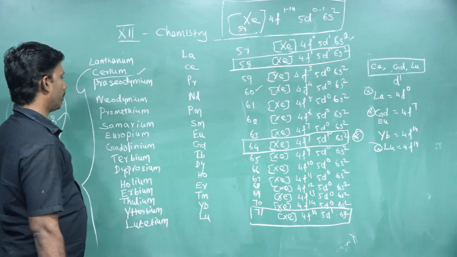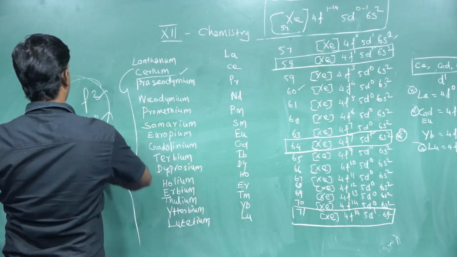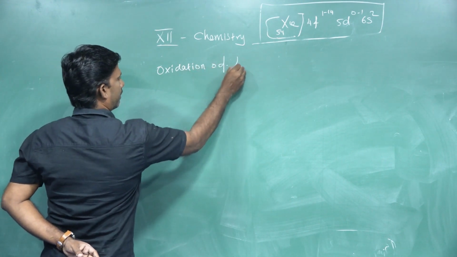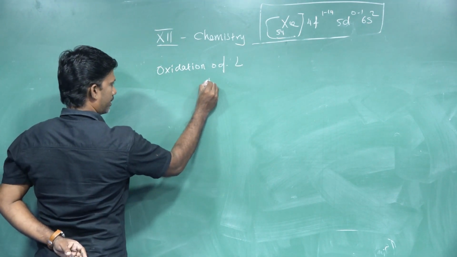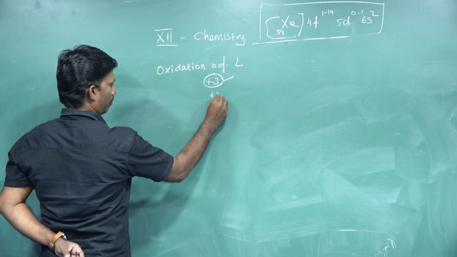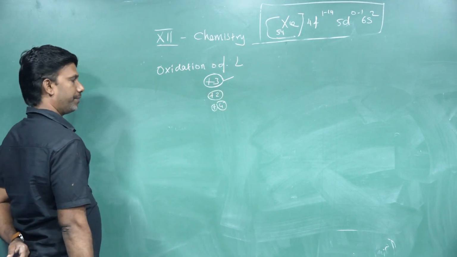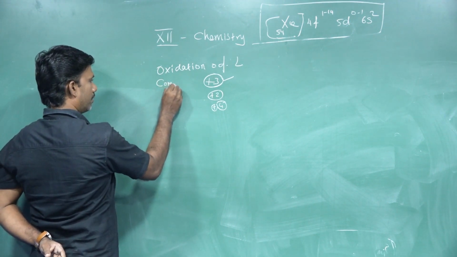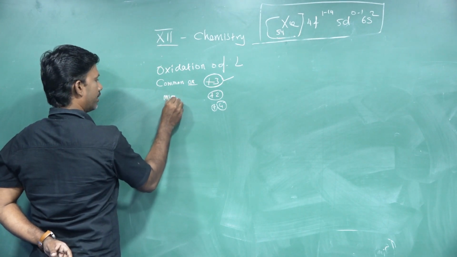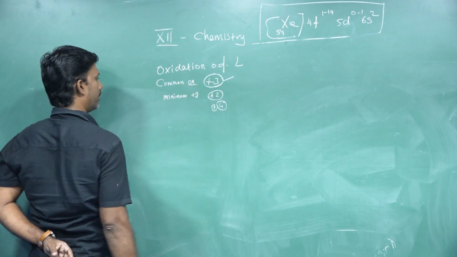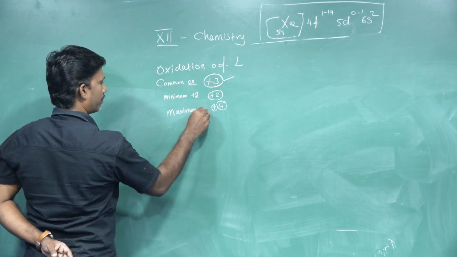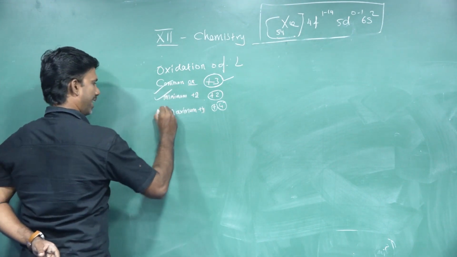Okay, then let us move on to the oxidation state of lanthanides. From the general electronic configuration, all the 14 have a +3 oxidation state. In addition to that, +2 and +4 oxidation states are available. So the question may be asked, what is the common oxidation state? Common oxidation state is +3. The minimum, lowest oxidation state shown by the F-block elements, lanthanides, is +2. The maximum oxidation state is +4. This may be asked as a question: common oxidation state, minimum oxidation state, maximum oxidation state.